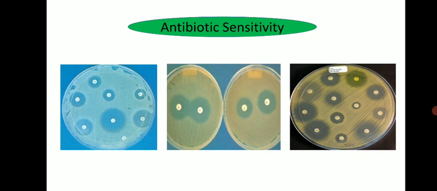Unknown or unidentified strains are tested against various concentrations of different kinds of antibiotics, and their sensitivity or resistance is checked by various methods, such as the agar dilution method and the disc diffusion method. Again, antibiotic sensitivity is an important feature, and we get an important clue whether a particular bacterium is sensitive or resistant to a particular antibiotic. So it is an important parameter used in identification of microorganisms.